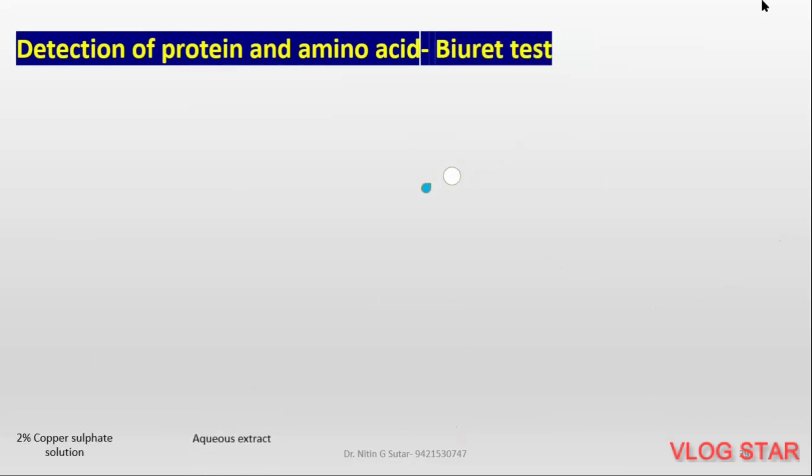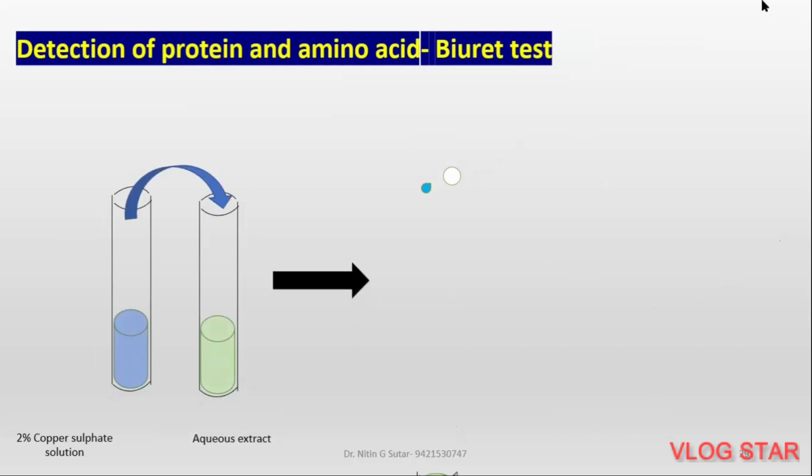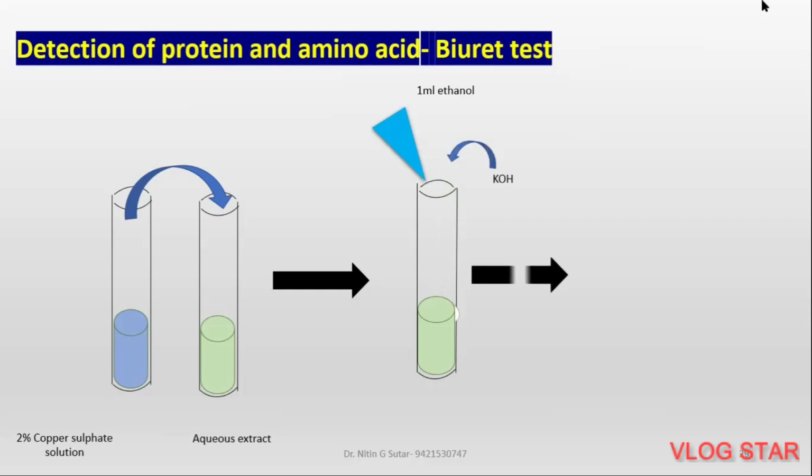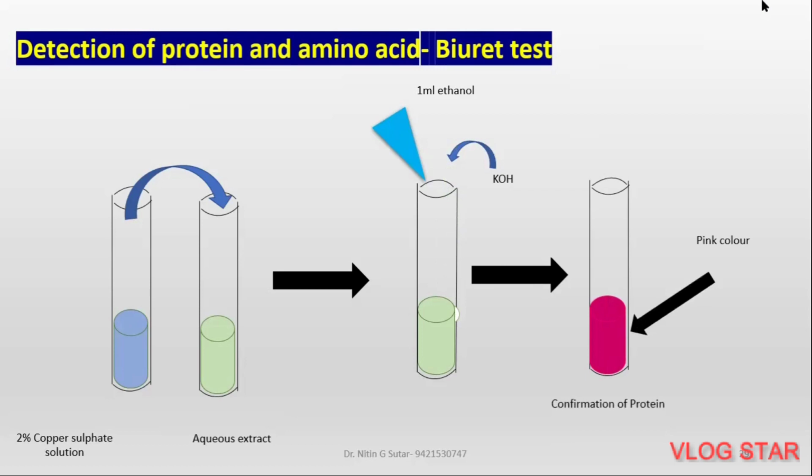Now the next one. You have to take your aqueous extract. To this aqueous extract, you add 2% copper sulfate solution. To this, you add 1 ml of ethanol and some pellets of potassium hydroxide. Shake it properly. A pink color formation occurs that indicates that proteins are present.